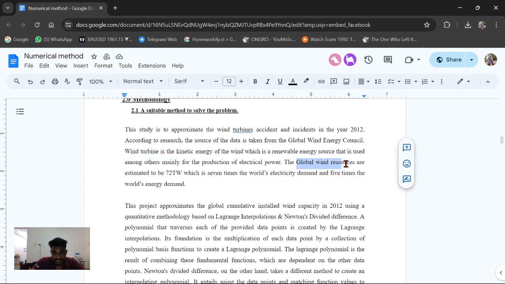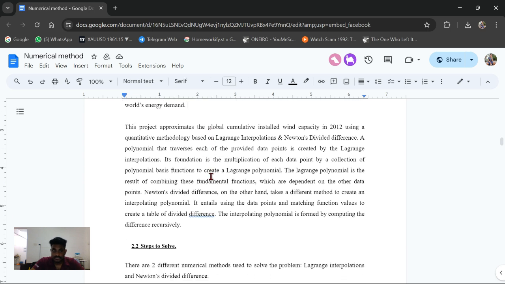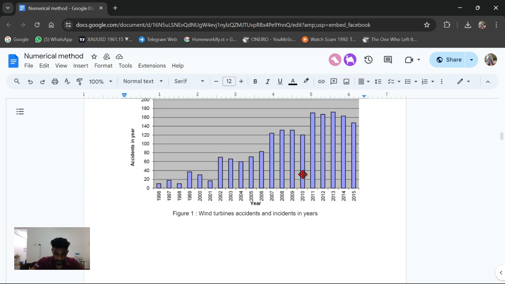These are the researchers who estimated the 72 TW, which is 77 times the world electricity demand and 5 times the world energy demand. And then this project approximates the global cumulative installed wind capacity in 2012 using a quantitative methodology based on Lagrange interpolations and Newton divided difference. So as I said before, we are just using Lagrange interpolations and Newton divided difference to find the cumulative capacity in 2012.